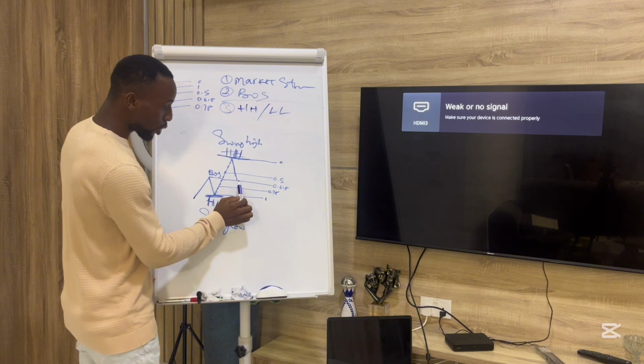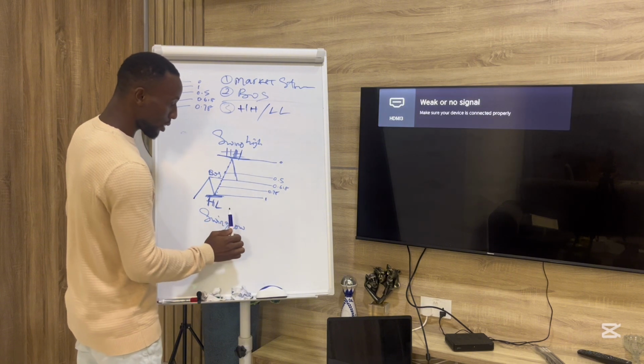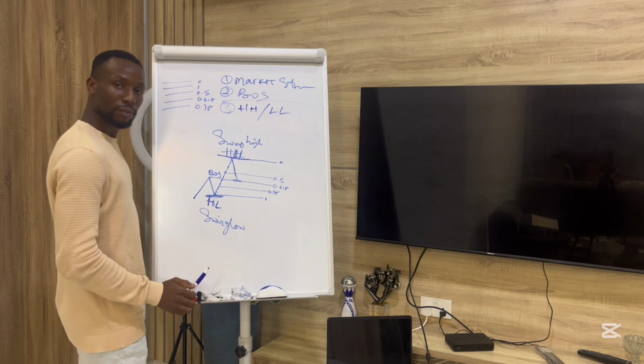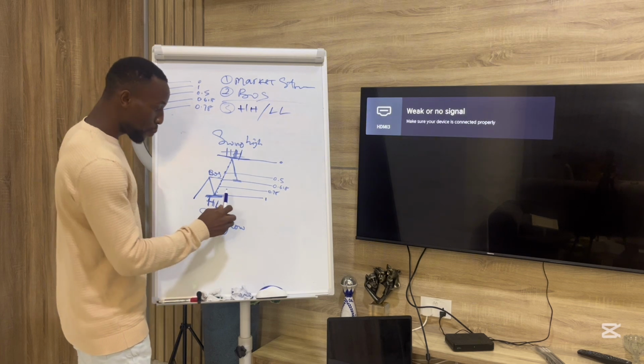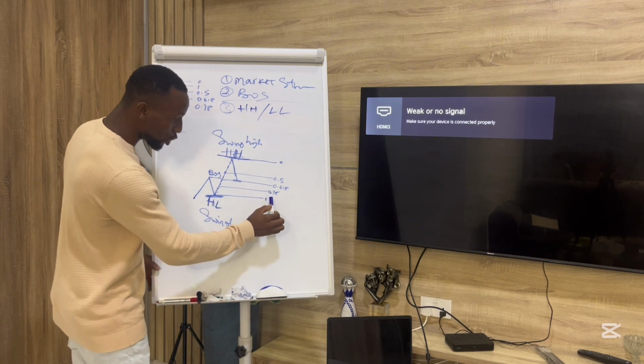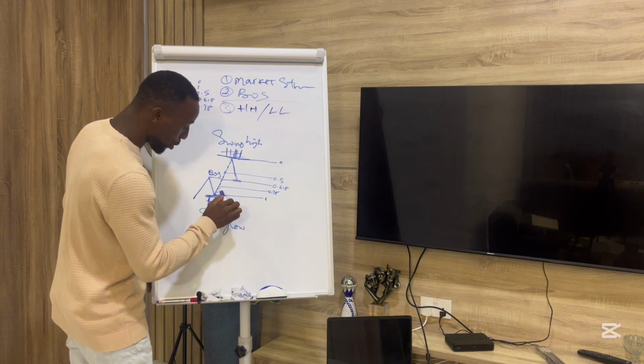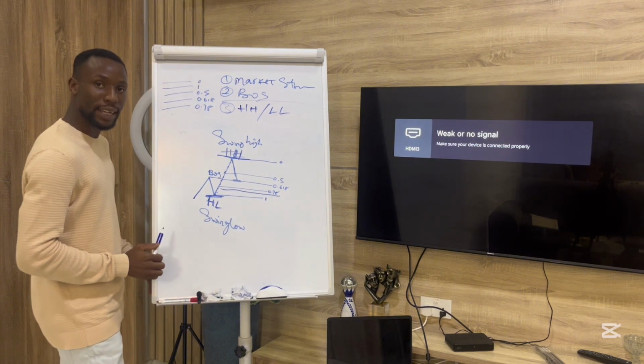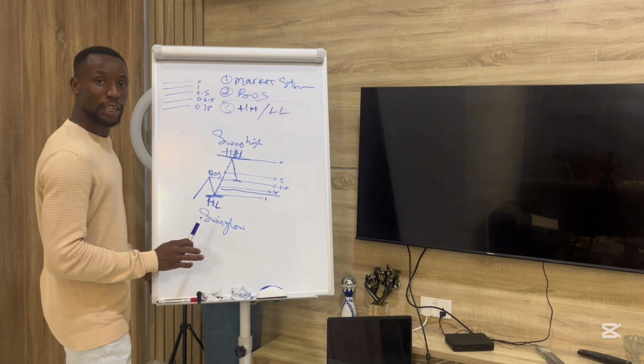So when it hits your 0.61 position, that's where you enter for a buy. And you put your stop loss below your 0.78. Your stop loss should be below your 0.78. That's where your stop loss needs to be.